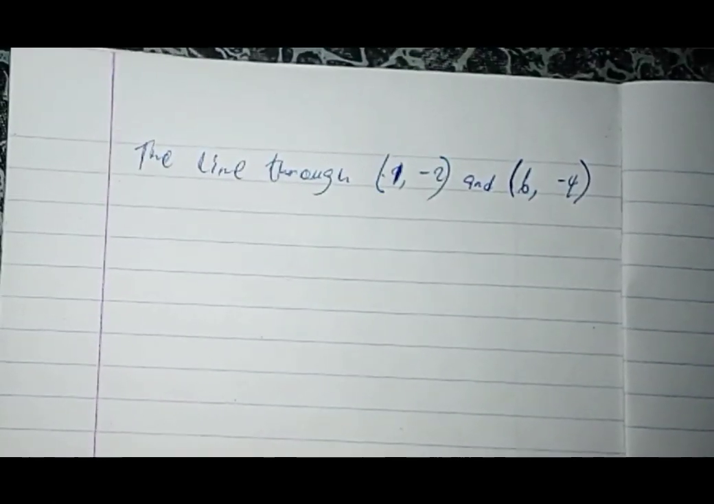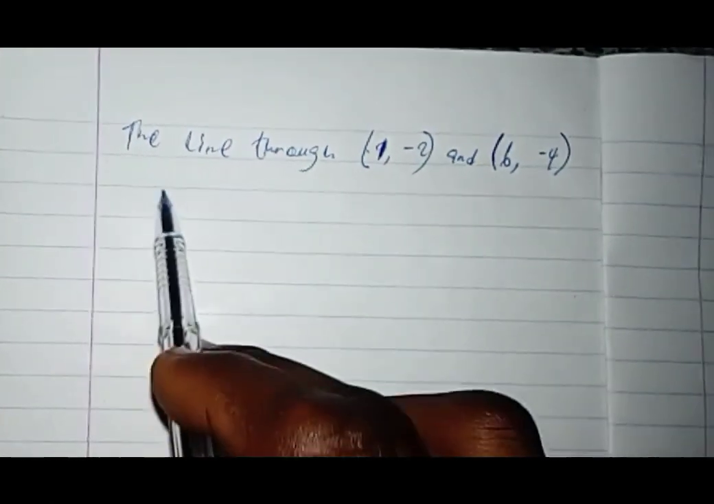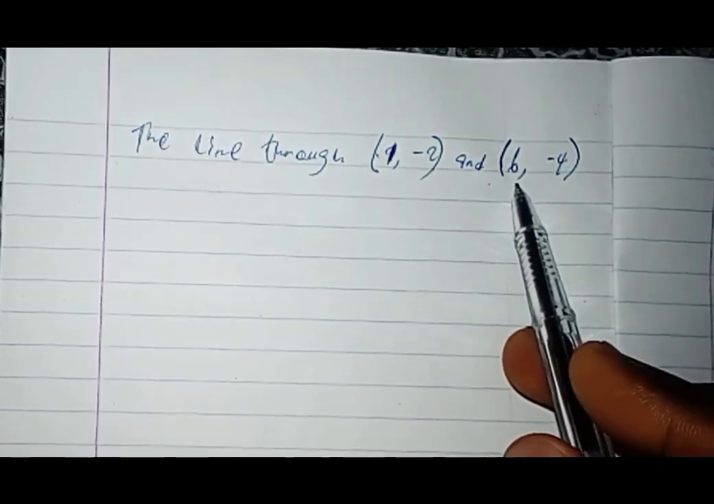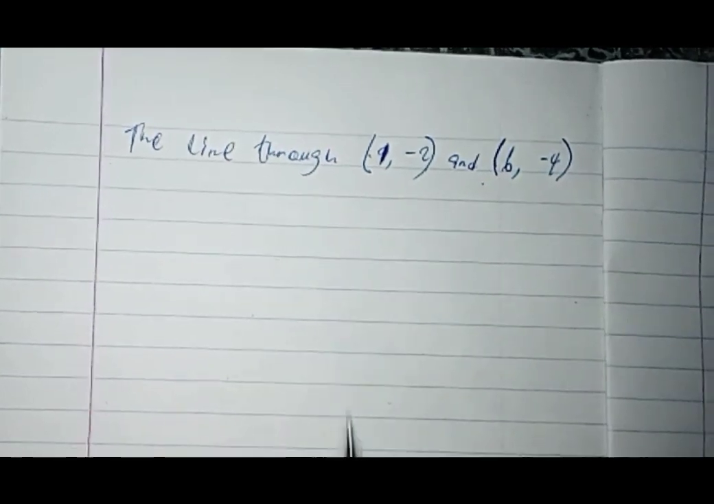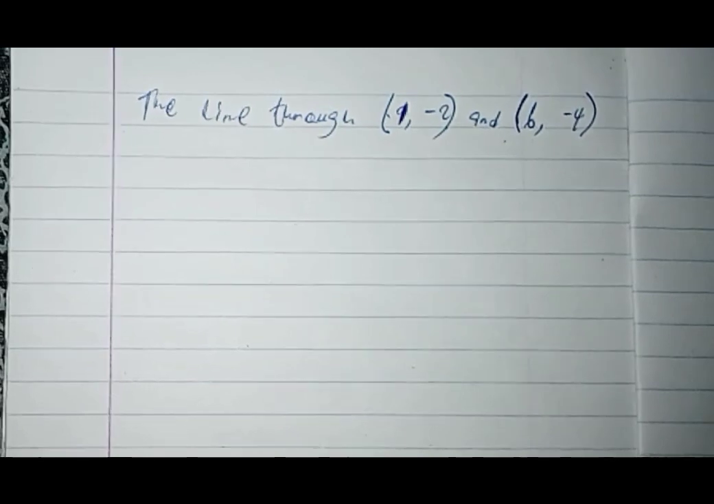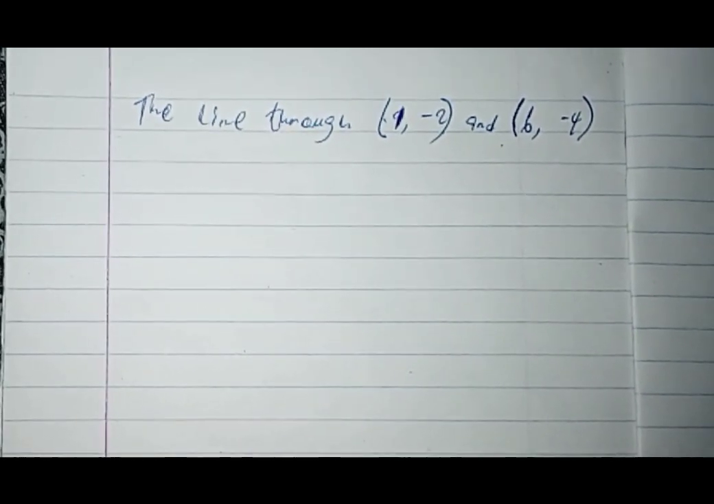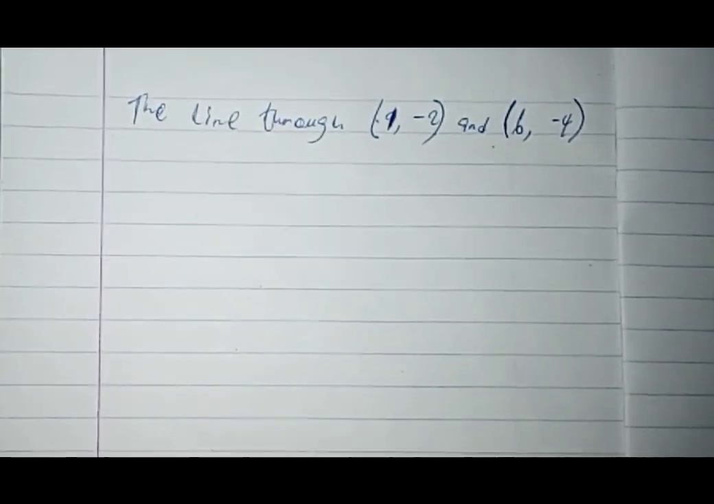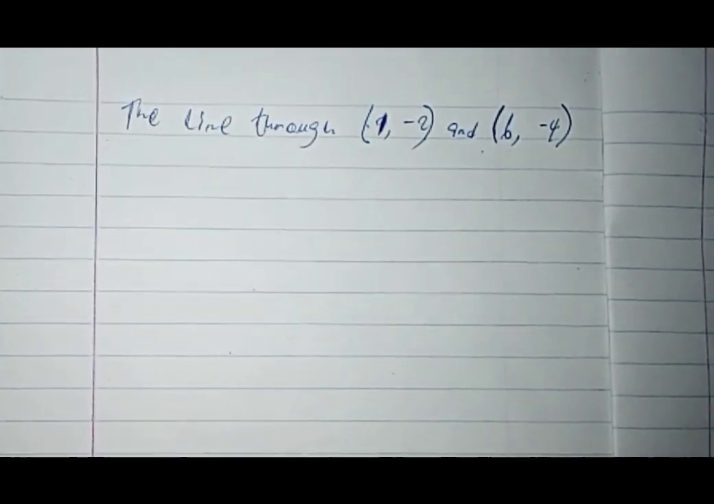Okay, now since we know how to find a gradient from a given equation, why not move further? We are asked from this question to find the line through the points (1, -2) and (6, -4). So they gave us 2 points on the line, and we are to find the line that has the 2 points.